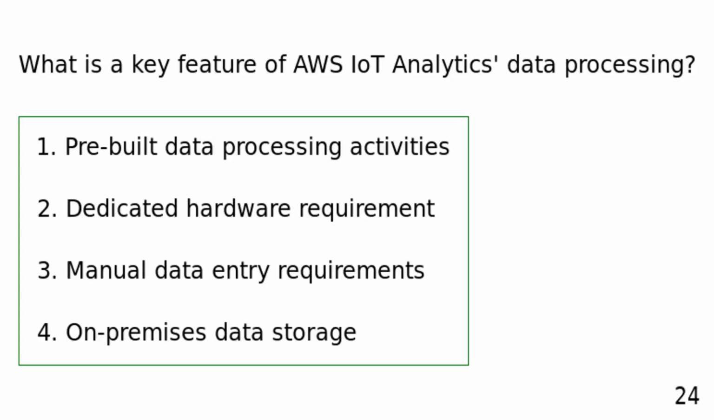What is a key feature of AWS IoT Analytics data processing? Pre-built data processing activities. Dedicated hardware requirement. Manual data entry requirements. On-premises data storage.